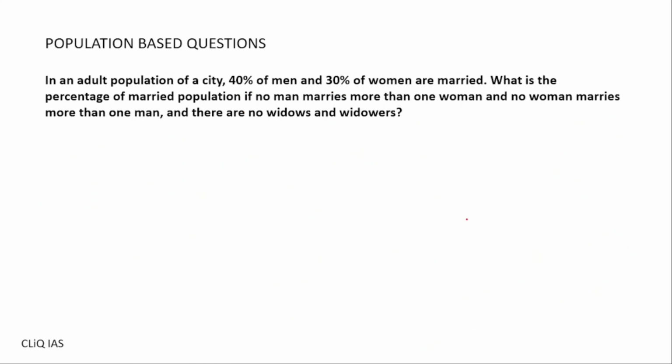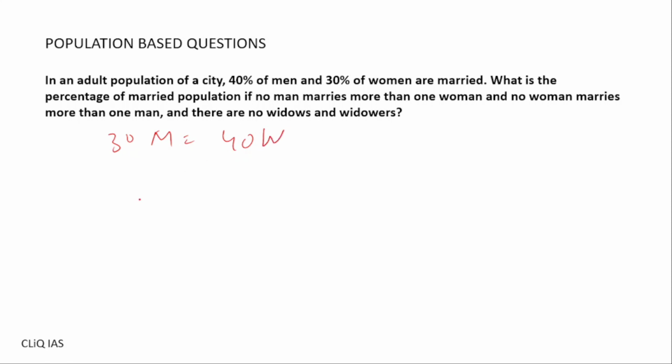That is population based. In an adult population of a city, 40% of men and 30% of women are married. What is the percentage of married population if no man marries more than one woman and no woman marries more than one man and there are no widows or widowers? So it clearly says 30% of men is equal to 40% of women.